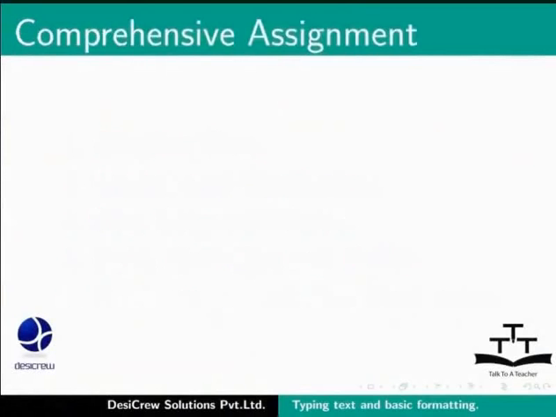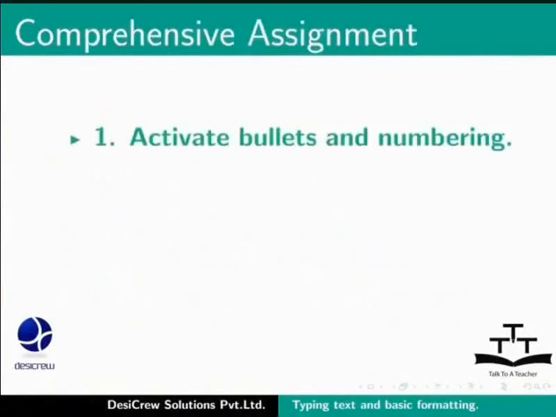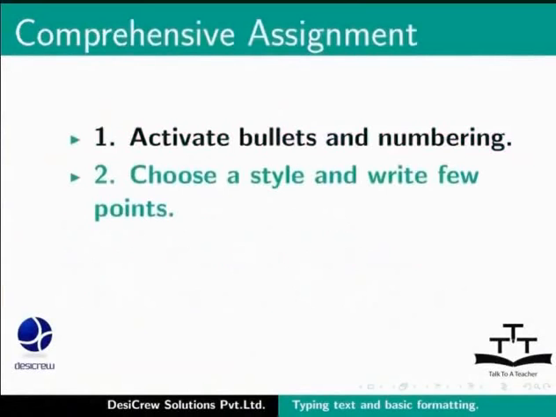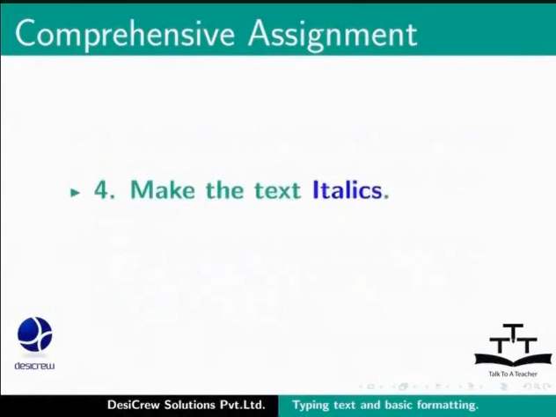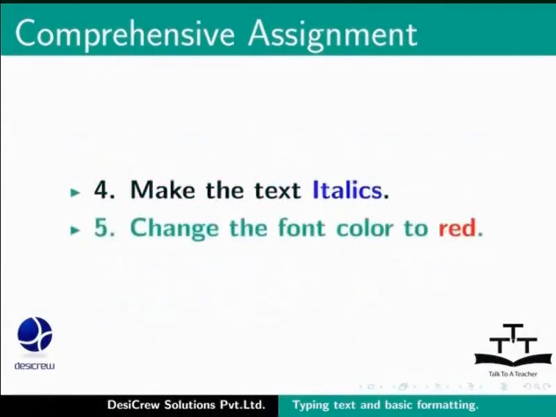Comprehensive assignment. Activate bullets and numbering. Choose a style and write few points. Select some text and change its font name to Free Sans and the font size to 16. Make the text italics. Change the font color to red.